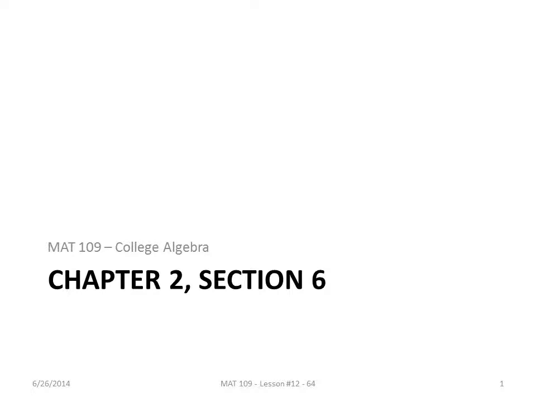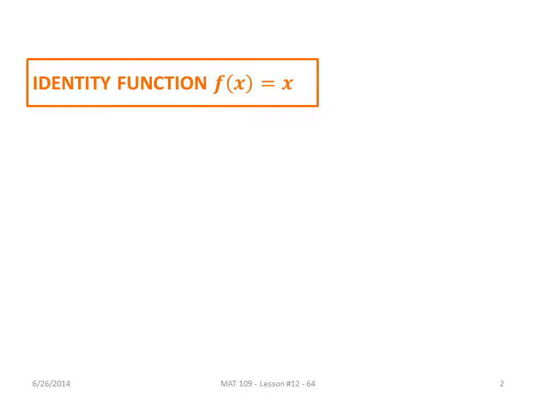In Chapter 2, Section 6, what we're going to do is look at several different basic function shapes. These have distinctive shapes which we'll use later when we're working with more complicated functions. So having some knowledge of these basic shapes can be very helpful when you're trying to analyze functions or when you're trying to match a function with data. Let's look at the first one.